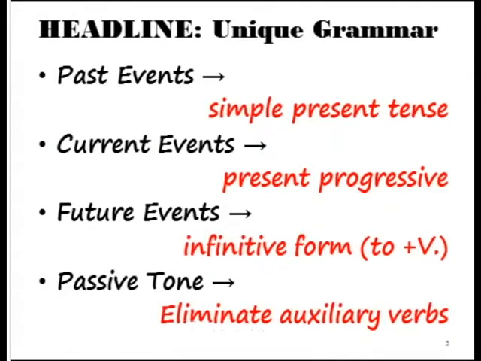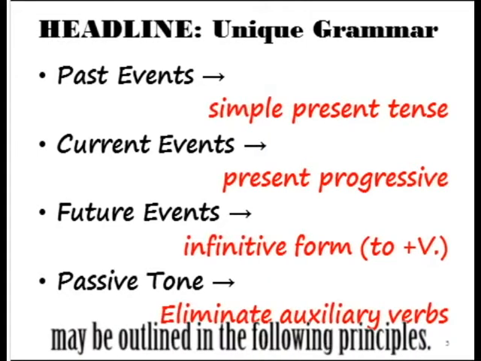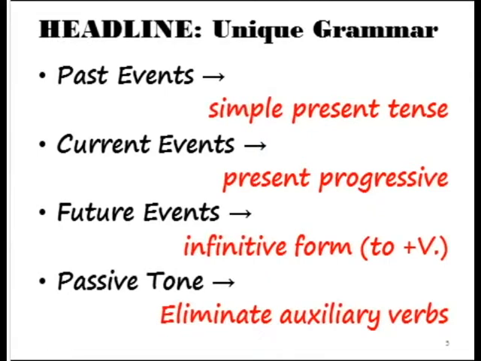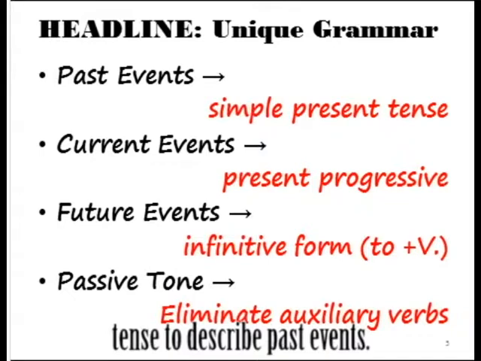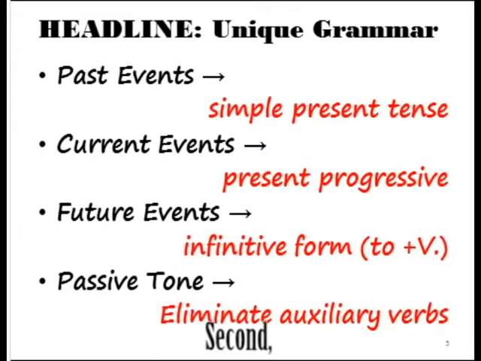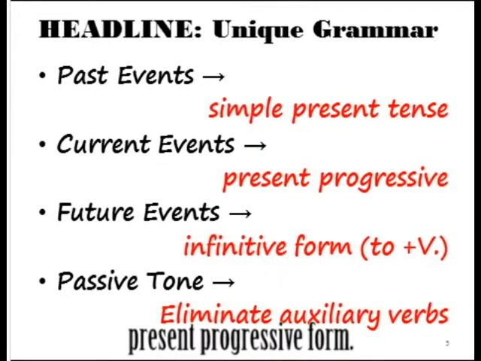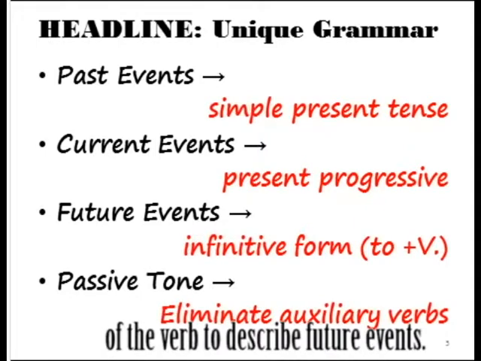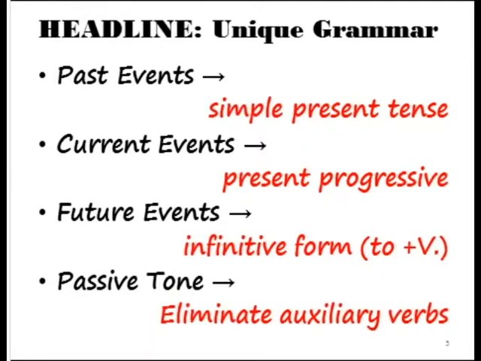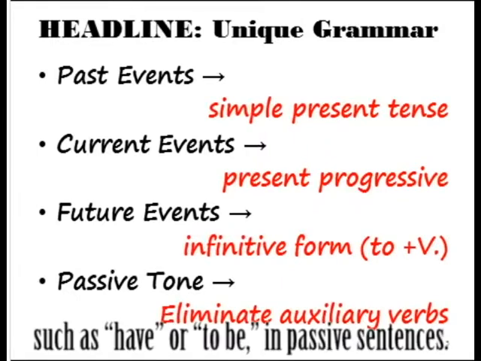For example, some of the key guidelines to the unique grammar of news headlines may be outlined in the following principles. First, you may use simple present tense to describe past events. Second, ongoing events are expressed in present progressive form. Third, you may use the infinitive form of the verb to describe future events. Fourth, refrain from using auxiliary verbs such as have or to be in passive sentences.